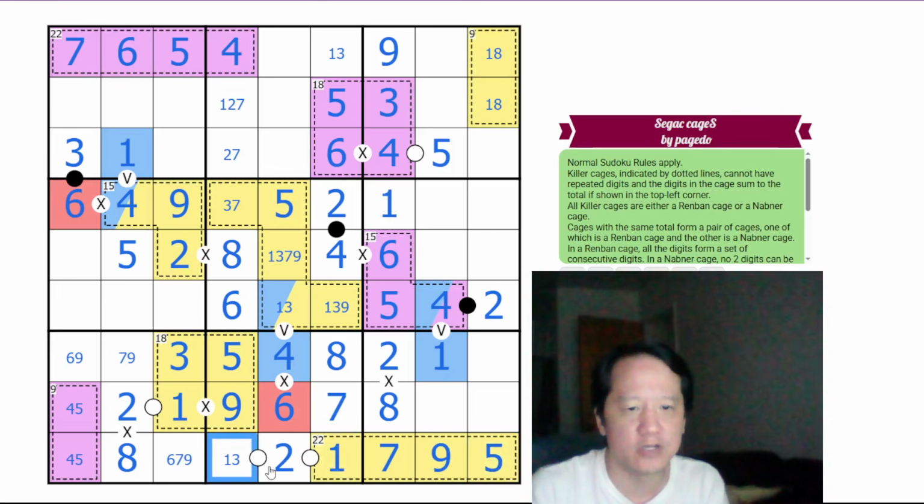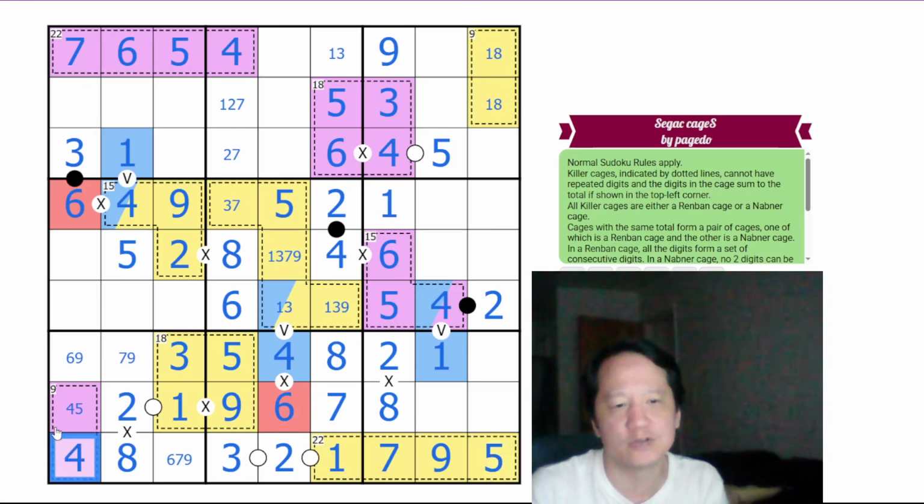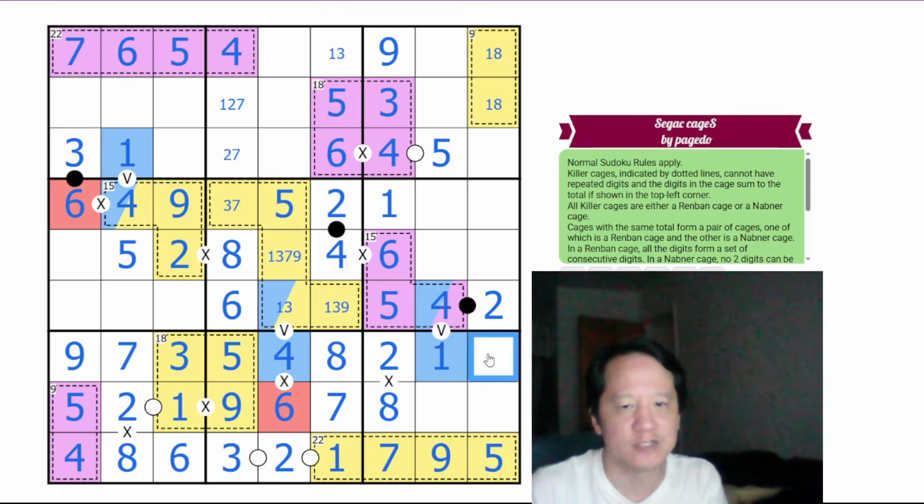1 eliminates 1 here, so it's 3. 5 eliminates 5 here, so it's 4, which makes that 5. No 7 or 9 here. It's 6, which makes that not 6, so it's 9, which makes this not 9. It's 7, which leaves a 6 remaining in the row.